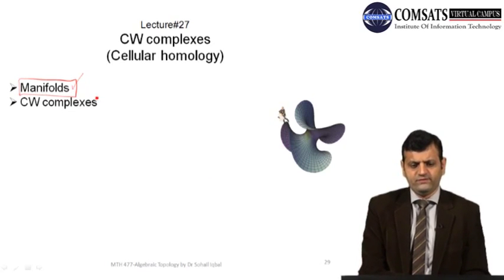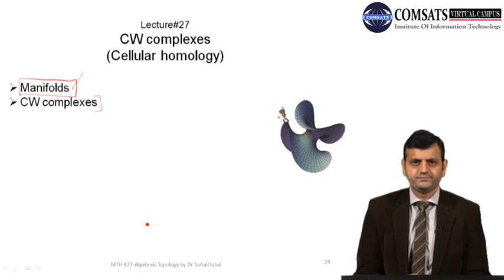And then in this lecture we define what CW complexes are. Now, what are CW complexes? You can say that it is a systematic way of attaching a chain of cells to obtain some topological space. This is the basic structure. Just like in simplicial homology we have simplicial complexes, in cellular homology we have CW complexes.